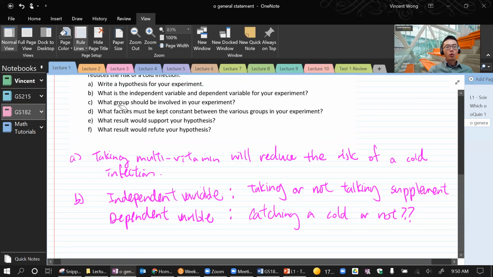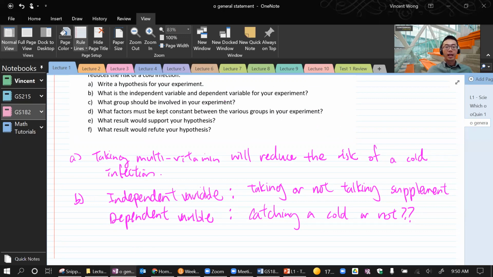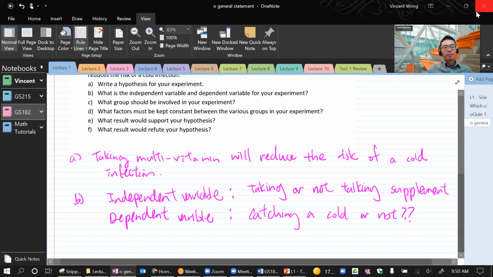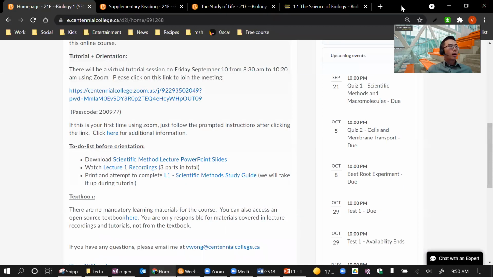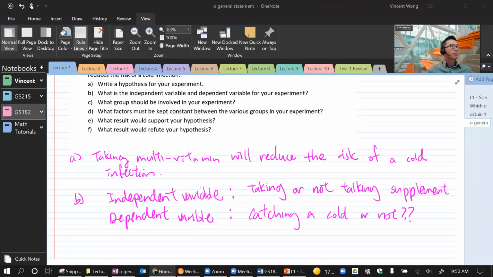So next one, what groups should be involved in your experiment? We talked about that already. You should have the control group, which is not taking it, and then the experimental group, which is taking it. Next one, what factors must be kept constant between various groups? Give me 1 second. I had something opened earlier for you guys to try, but when I restarted, it disappeared. So let me just pull that up quickly. It will only take half a minute.